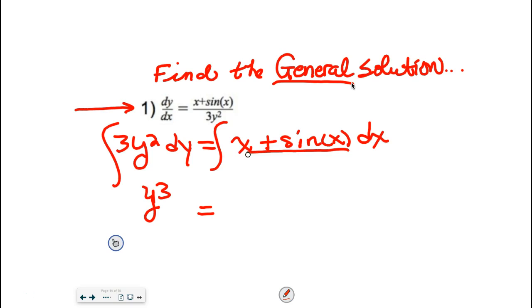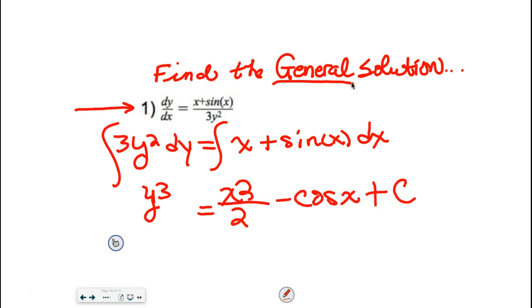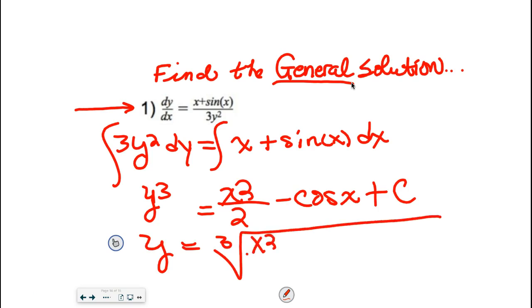How about, Charlie, what's the antiderivative of x? And how about sine? Perfect. And then we put c here. So are we good so far? Then we just need to take a cubed root. So y is equal to the cubed root of x squared over 2 minus cosine x plus c. Are we good?